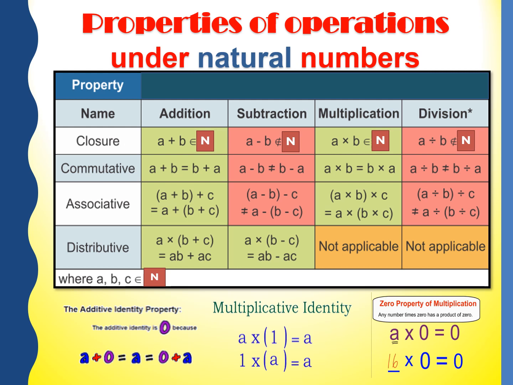Any number multiplied by 1 gives the same number. Any number plus 0 gives the same number. And the zero property of multiplication: any number times 0, the product will be 0.